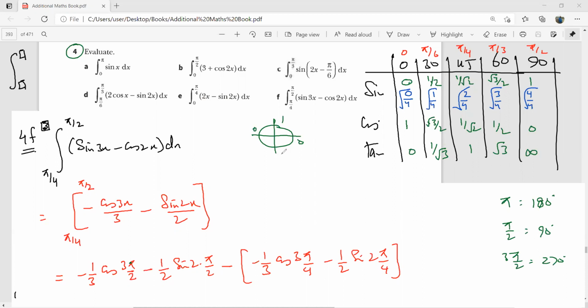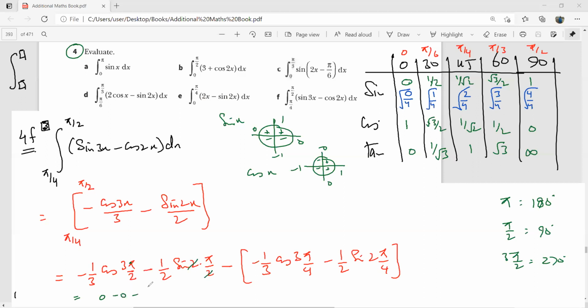Sorry, this is your sine. This is how your sine is, and this is how your cos is: 1, 0, minus 1 and 0 here. This is how your cos behaves. Plus plus minus minus, plus plus minus minus. So cos 3 pi by 2, that is cos 270, that is 0. So this is going to be 0, and sine pi is also 0.